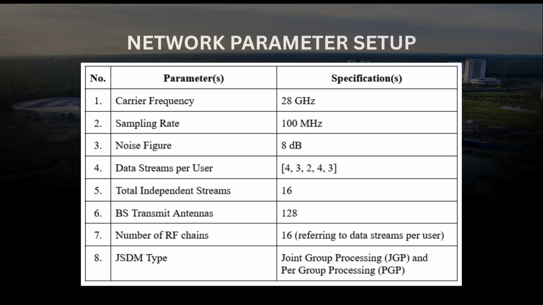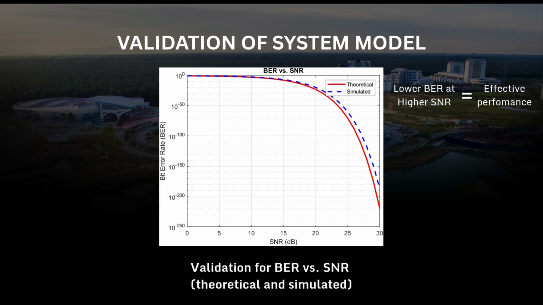Next we can see the validation of the system model before we proceed to the results and discussion. For validation of the system, which is bit error rate versus signal-to-noise ratio, we can see both curves show BER lowering as SNR increases. That means better signal quality results in fewer errors, which ensures that the hybrid beamforming system results are trustworthy. So we can move on to the results and discussion.